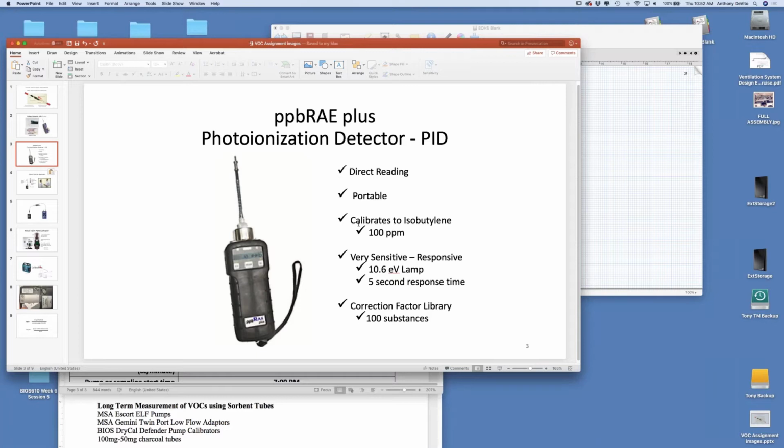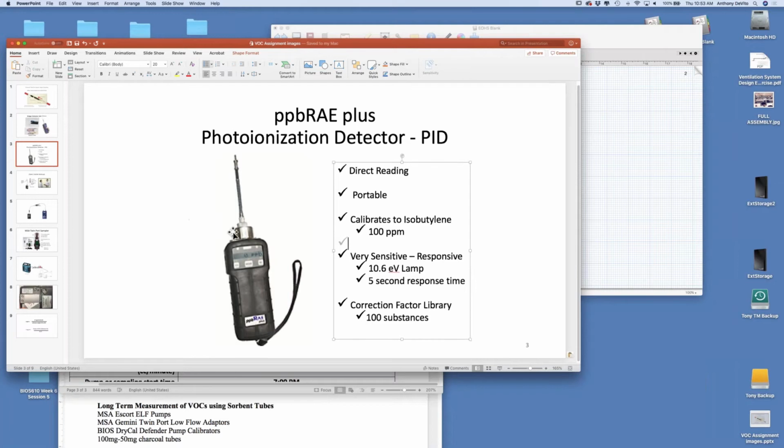It has to be calibrated. It's typically calibrated to a single material, isobutylene in most cases, but then you can adjust your readings for many other VOCs. Usually the manufacturer will provide a catalog that'll tell you that if you've calibrated it so it correctly reads 100 ppm of isobutylene, and you're measuring toluene, if you apply a correction factor like 50% or 200% to that reading, it will correctly tell you how much of that other VOC is in the air.